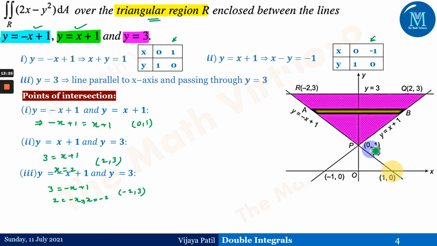If you observe here, this is 1 and this is the another intercept that we have written here. Another line is y is equals to x plus 1. That is, the intercepts are (0, 1) and (-1, 0). So this is (-1, 0) and (0, 1). So these are the two lines.